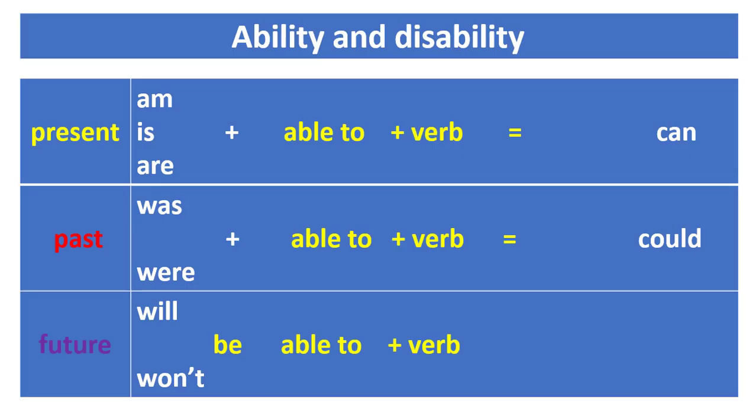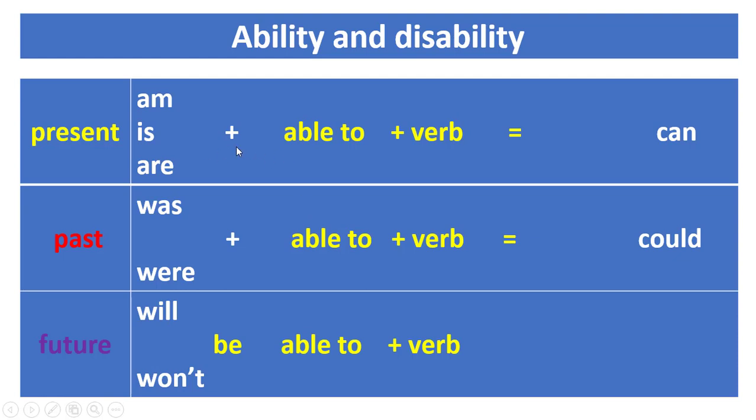As you saw, we have several ways of expressing ability in the present, past, and future. Today we are going only to focus on be able to. As you can see in this table, in the present, be able to are like the following: am, is, are plus able to plus the verb. In the past, was, were plus able to and the verb. In the future, it will be will or won't in the negative, be able to plus the verb.